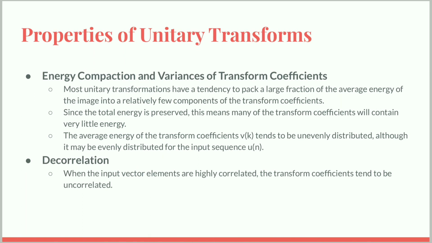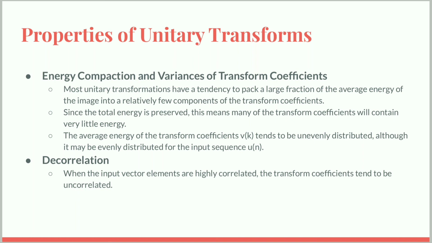Another property of unitary transform is about energy compaction and variances of transform coefficients. Most unitary transformations have a tendency to pack a large fraction of the average energy of the image into a relatively few components of the transform coefficients. Since the total energy is preserved, this means that many of the transform coefficients will contain very little energy. The average energy of the transform coefficients represented as V of k tends to be unevenly distributed, although it may be evenly distributed for the input sequence u of n.